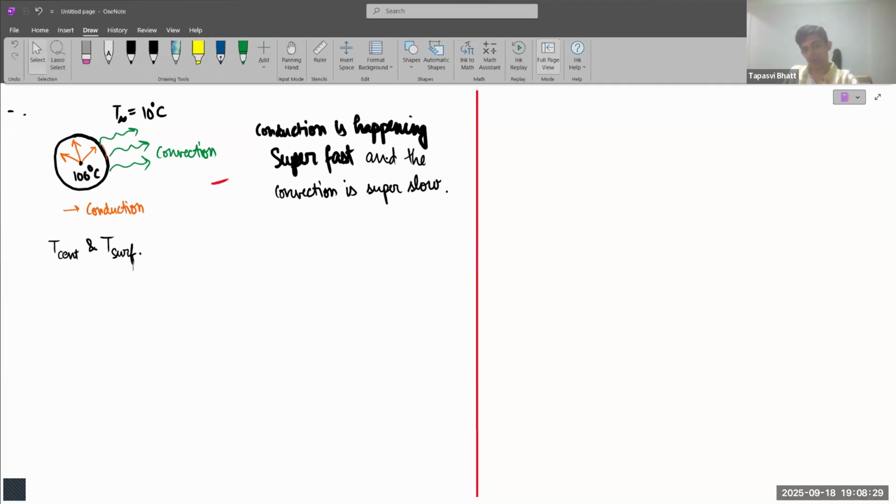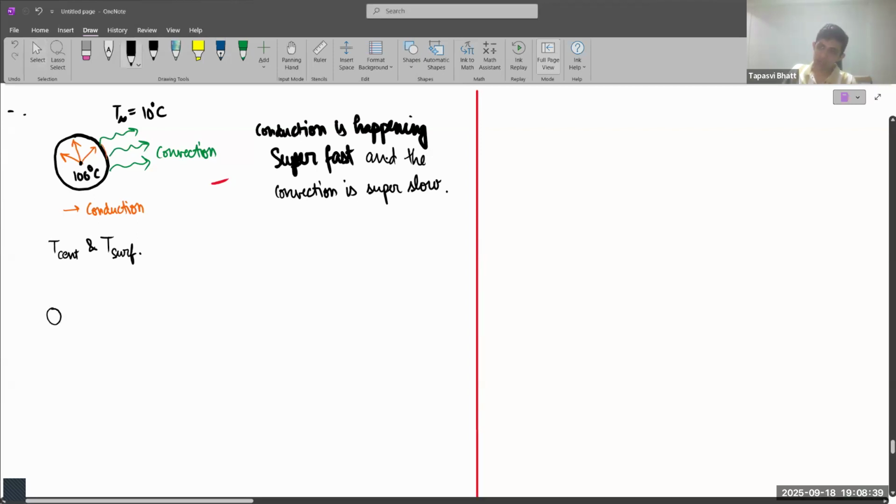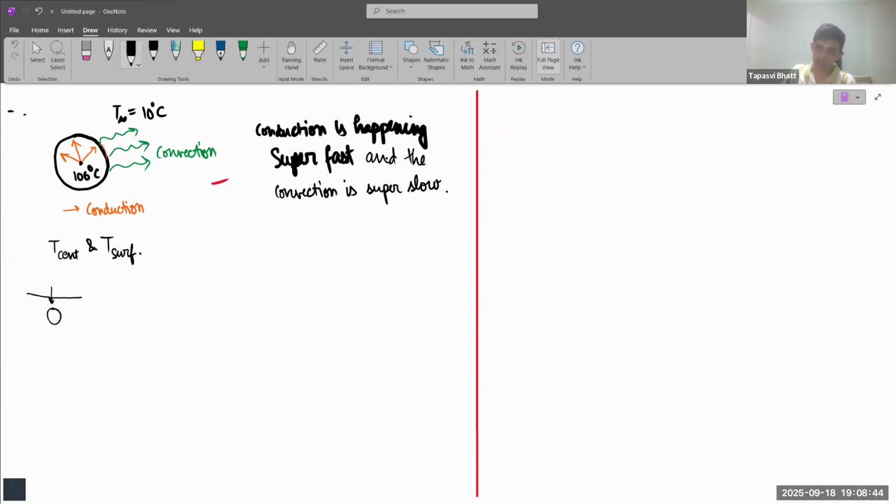Now, how do we quantify it? Usually, such things happen when there is annealing happening. For example, if you have a very heated metal ball and you directly dip it inside the water. In that case, because the temperature difference is too much, this is, let's say, 1,000 degrees Celsius, and water is at 20 degrees Celsius. In such cases, usually such things happen. Okay, so let's discuss this mathematically.